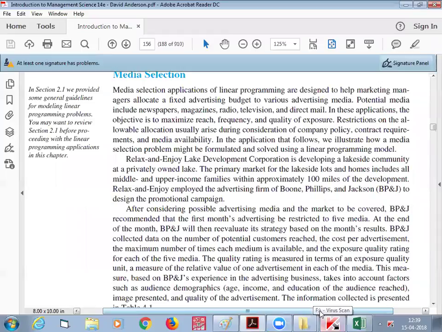Okay, media selection problems. No, this is not the new book. Yeah, this is last year's. No, it's not even. Anyway, I've given you the soft copy, no? So that itself should be enough. It's not that this was last year's book.